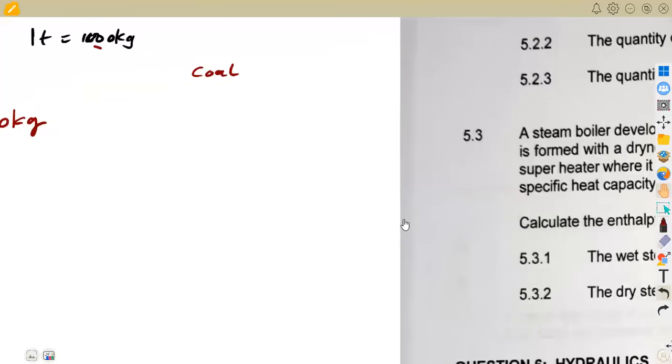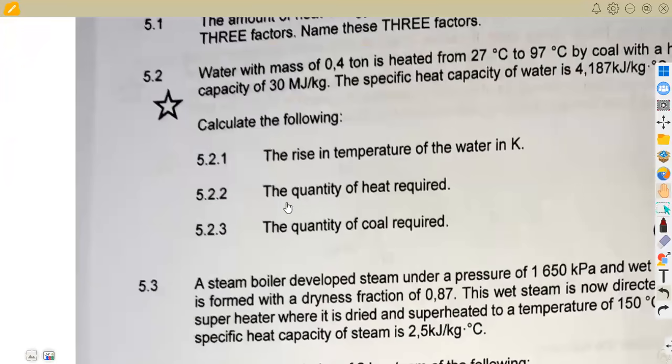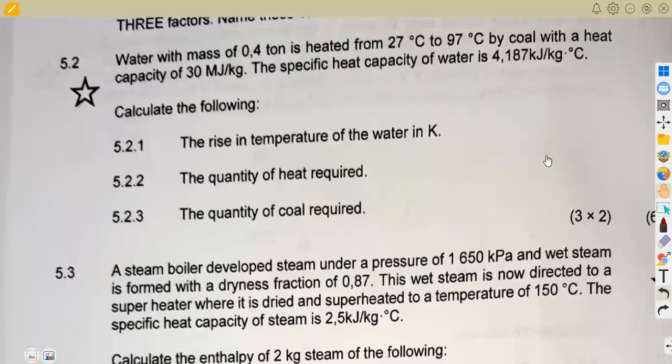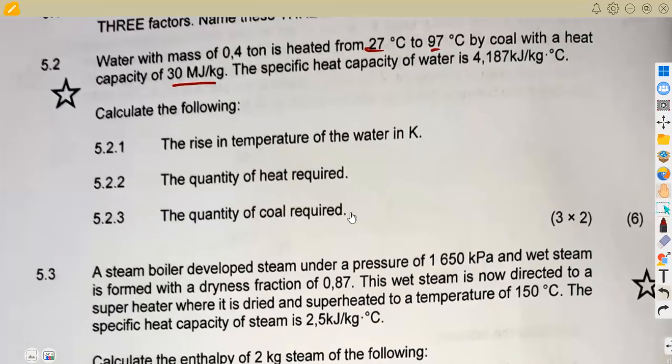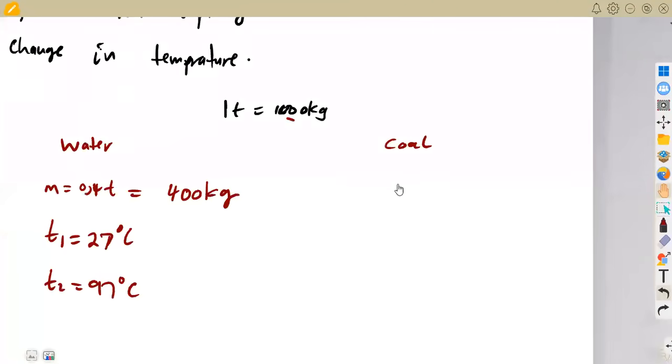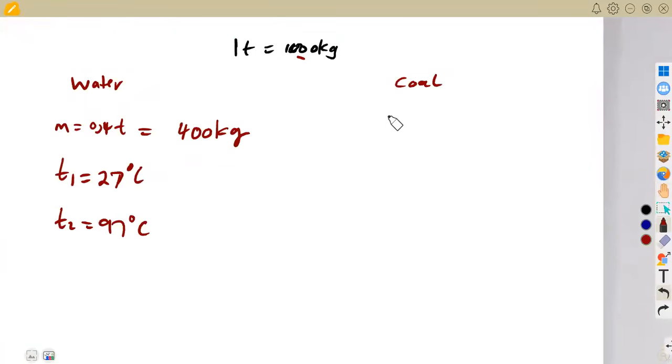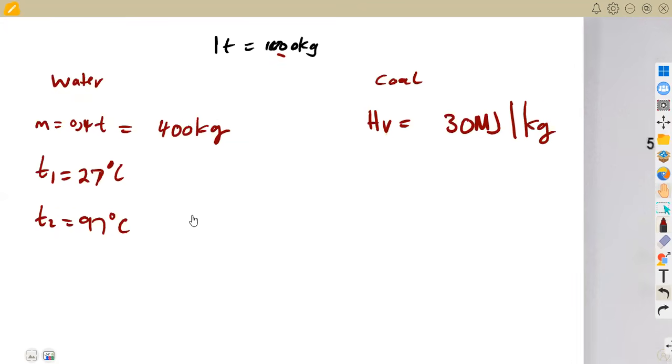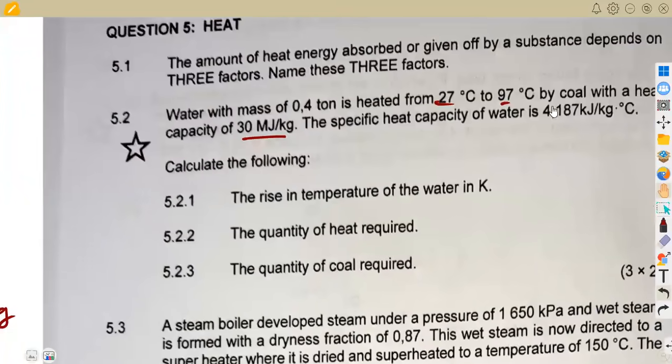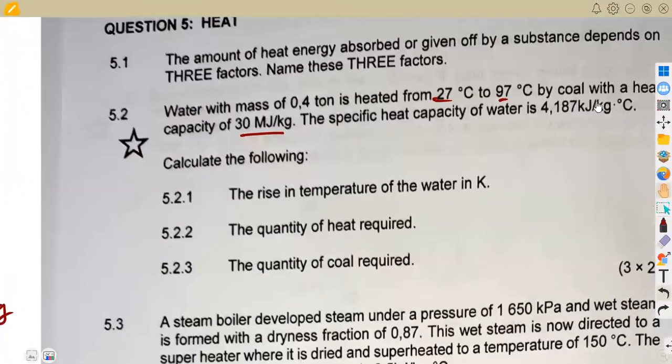And also for the coal, we are given that it is being heated from 27, which was our T1, to T2 from what I wrote there, by coal, with a heat capacity, which is the heat value per kilogram, in this case, 30 megajoules per kilogram. So we have the heat value here of 30 megajoules per kilogram. And also the specific heat capacity of water, 4,187 kilojoules. Take note there, per kg degrees Celsius.